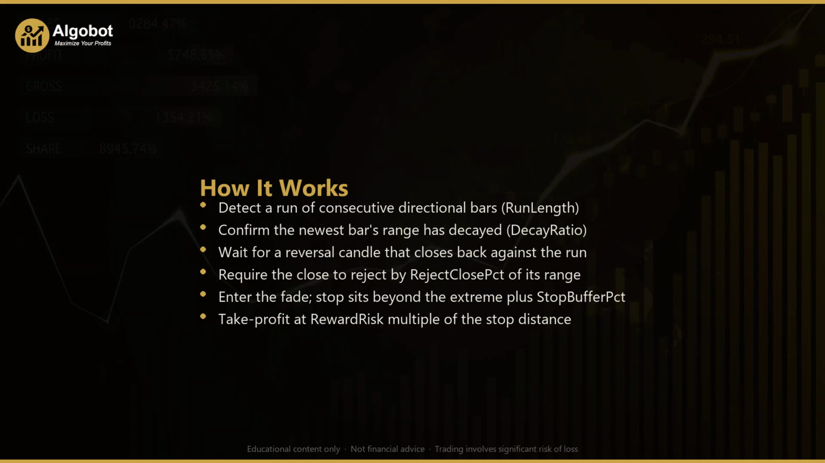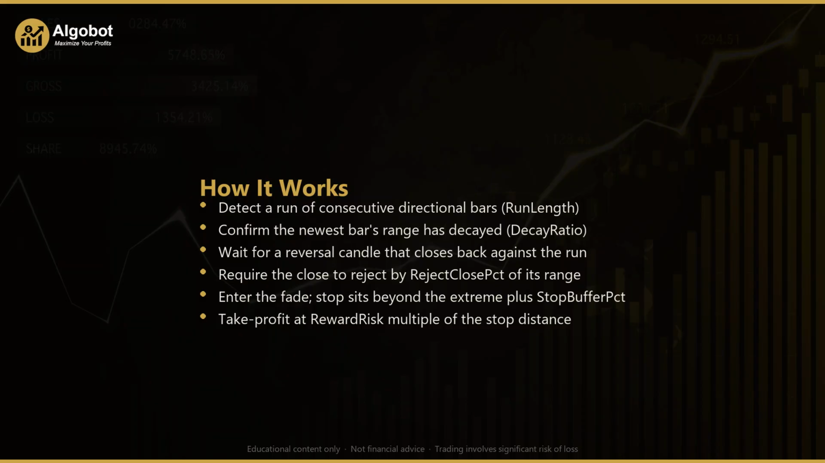The thrust run is a set of consecutive directional bars, and its length is set by the RunLength parameter, which defaults to 4. For an upthrust, the strategy checks that each bar in the run printed a higher high and a higher close than the bar before it, a clean, consistent push upward. For a downthrust, it checks the mirror image, each bar making a lower low and a lower close.